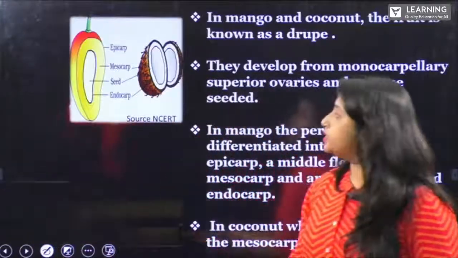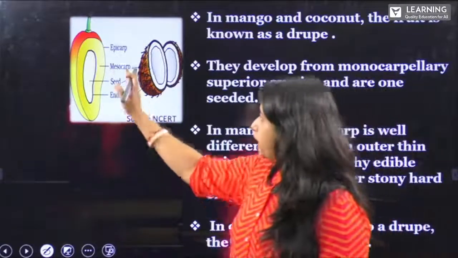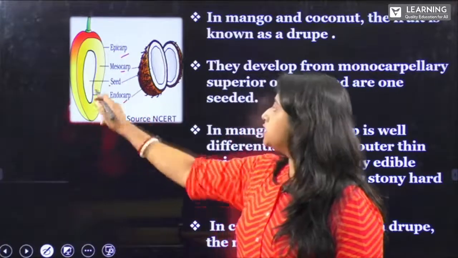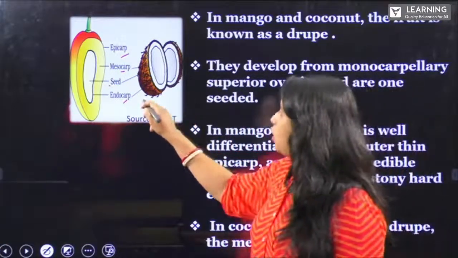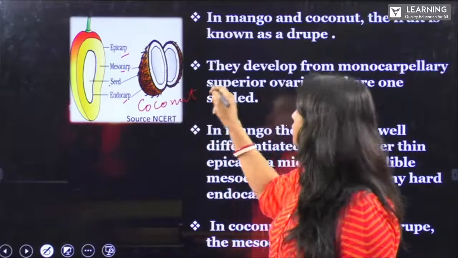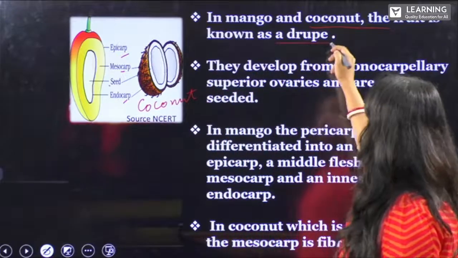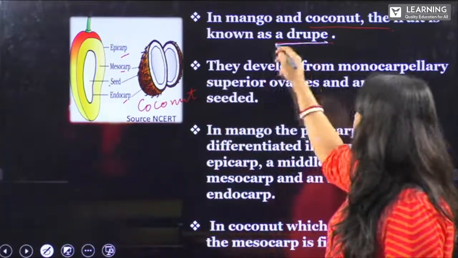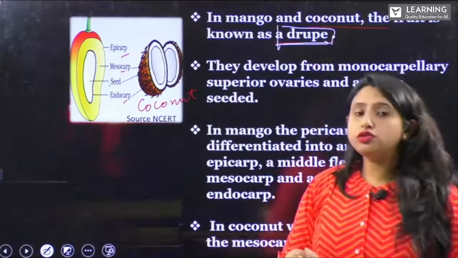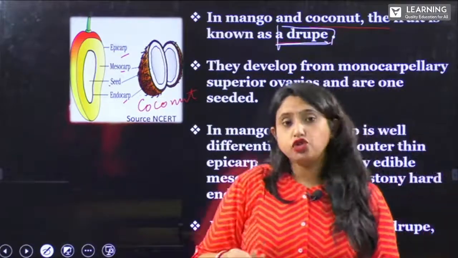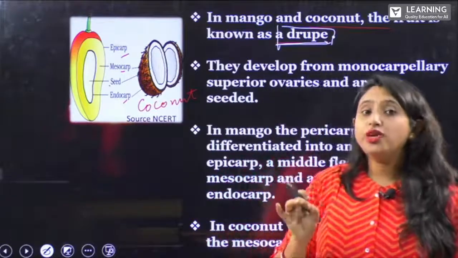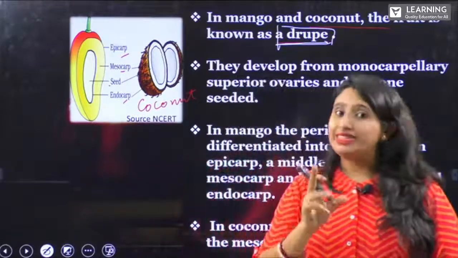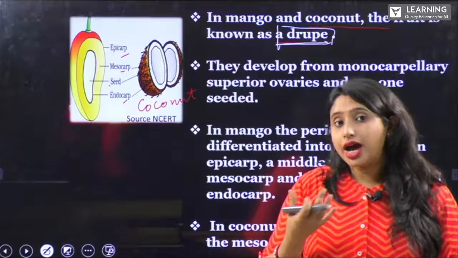Next, as you can see here in the picture, it shows the epicarp, the mesocarp and the endocarp. So this is the seed. Now, in case of mango and coconut, the fruit is also known as your drupe. So what is this drupe? A drupe is nothing but the fruit which has a thin outer covering and one seed. We call this type of fruit your drupe.